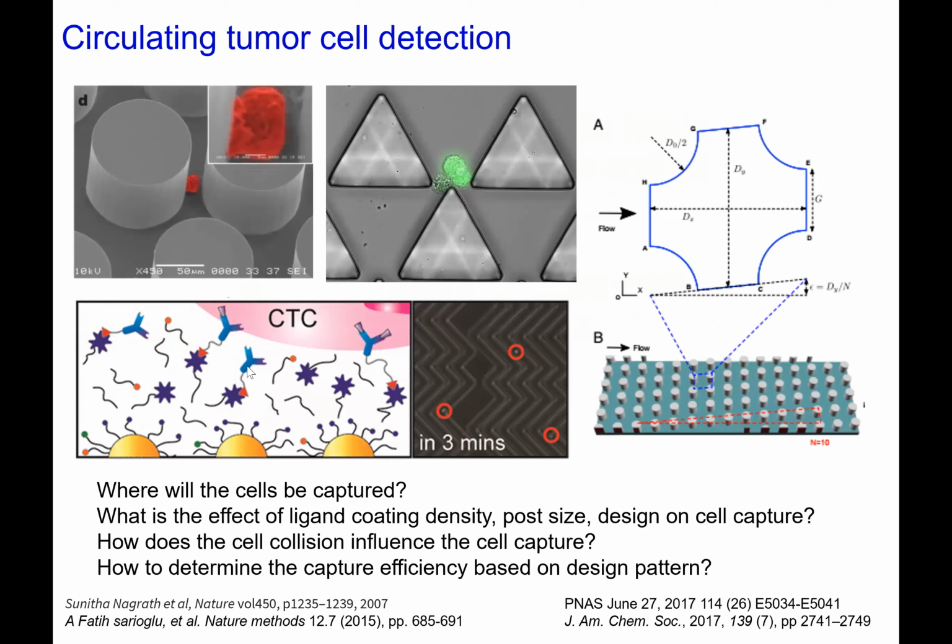Then the question we want to ask is, if we flush the blood sample with cancer cells through such a device, where would the cells be captured? What's the effect of the ligand density, like the coating density on the micropost surface, the post size, and even the design on cell capture? How does cell collision influence the cell capture? Is it going to enhance the cell capture, or is it going to reduce it? How do we determine the capture efficiency based on the design patterns?